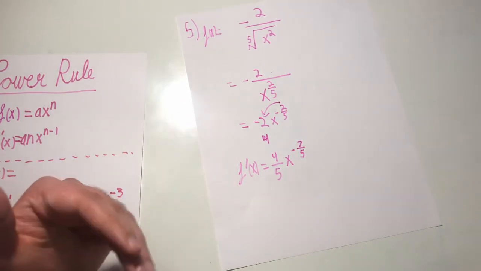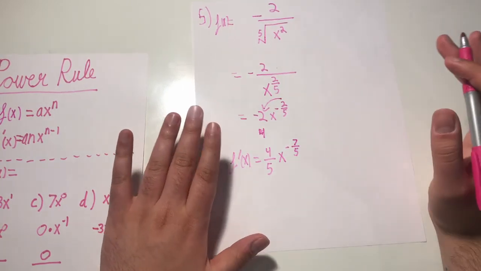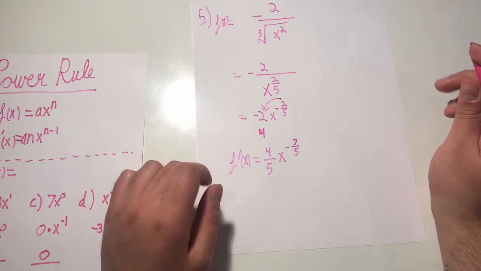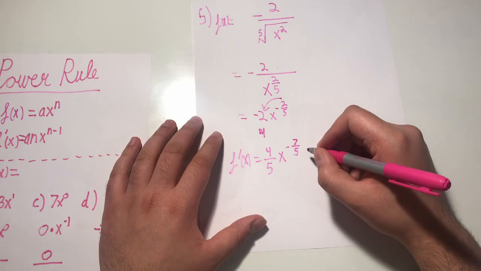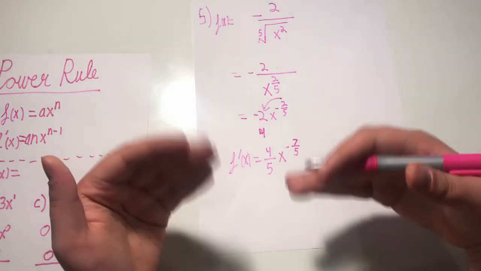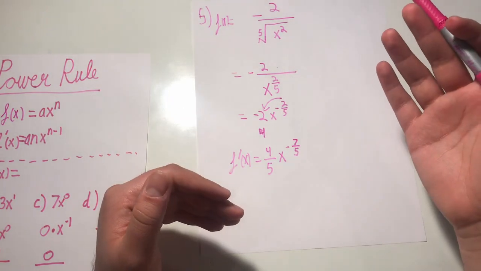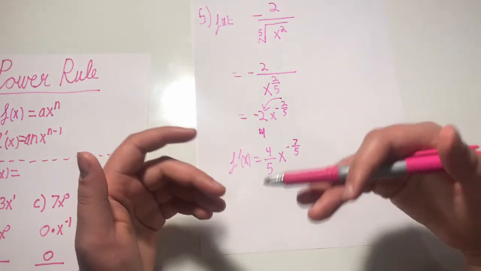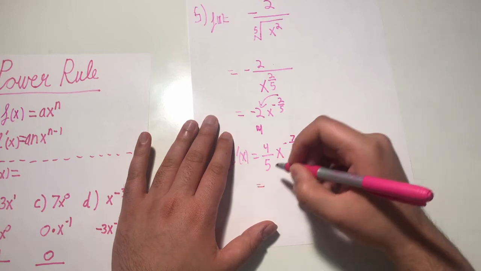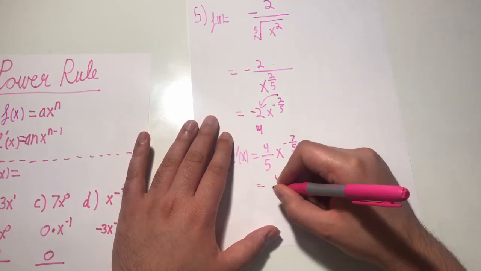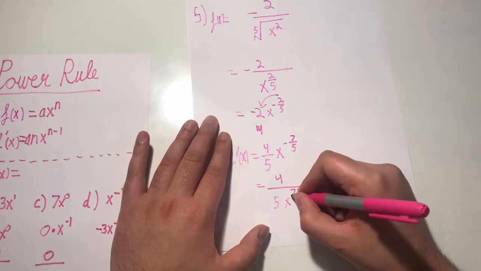Now let me go through converting this back, because this is our final answer. That's the derivative. But sometimes the question might say, I don't want any negative or fractional exponents, and that's a question-specific thing. To convert this back, we do it in reverse order. Before, we did the radical first and then dealt with the fraction. Now we're going to deal with the fraction first, and then change it back into a radical. So first thing I'm going to do is bring this x to the denominator. So it becomes 4 over 5 times x to the positive 7 over 5.